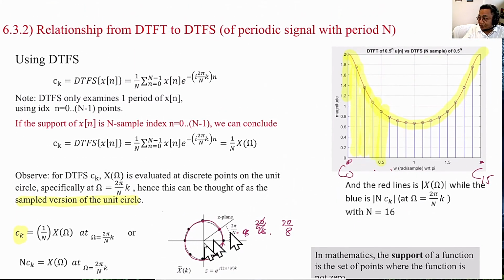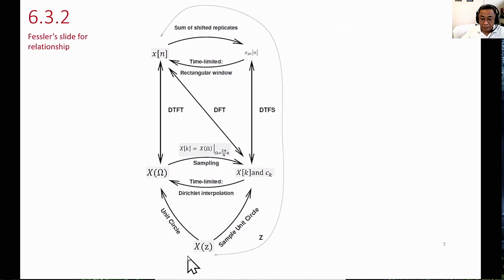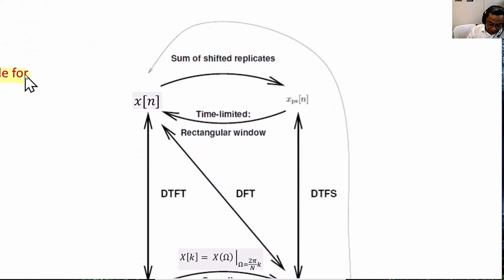So again, these two views are actually the same. Here we are unwrapping 0 to 2 pi along the horizontal axis. In here we are seeing the 0 to 2 pi as a circle, and the c_k are situated at these particular points. So this is another nice diagram about the relationship. It is from Fessler, and let us now examine what this diagram tells us.